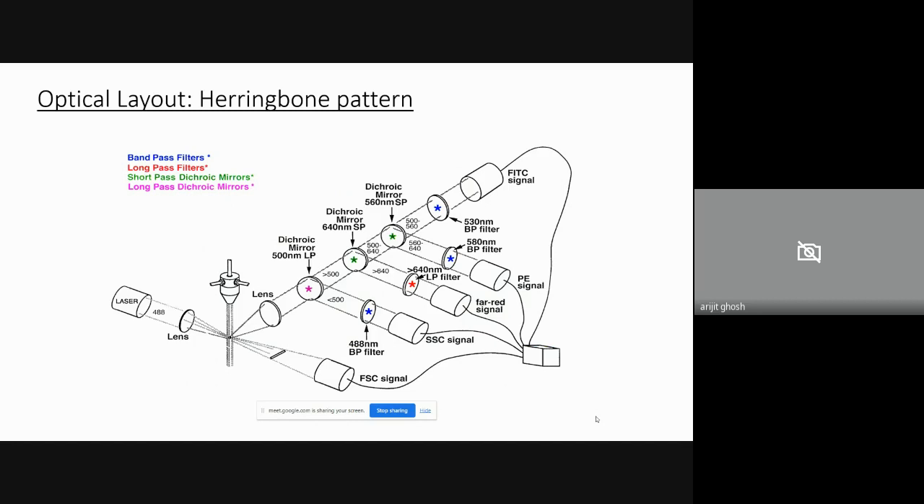these are called SS, side scatter. And from that signal, we can also detect the fluorochromes by different filters and dichroic mirrors. So in this herringbone pattern, light gets transmitted through different filters. So transmission is the basic part of this herringbone pattern.